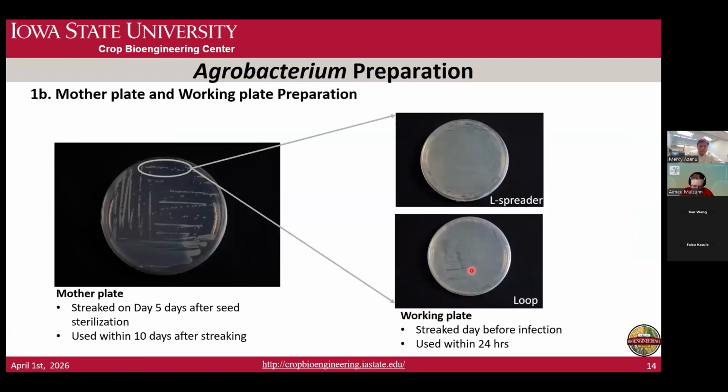The next step is preparing our Agrobacterium. Typically we always make a master plate. So what is a master plate? A master plate is a plate where we provide a minimal media with antibiotics, and then we streak them, and we can keep the master plate for a period of 7 days or roughly 1 week.